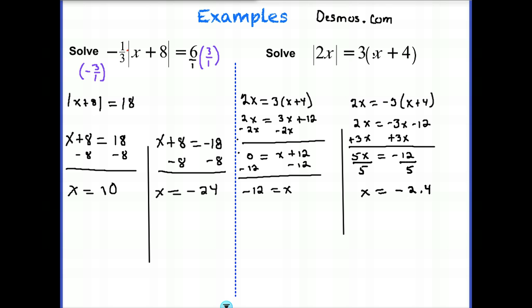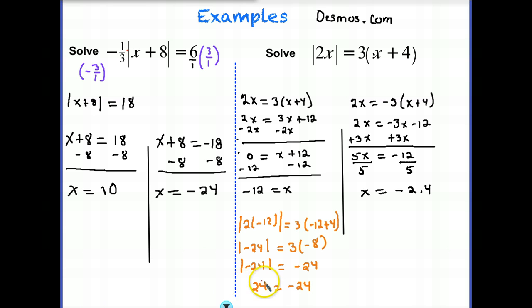So what I want to do now is plug in my solutions and make sure that they actually work. So let's try that. The negative 12 will be easy to plug in. I would do the absolute value of 2 times negative 12 is equal to 3 times negative 12 plus 4. Okay, 2 times negative 12 will give us the absolute value of negative 24. And then I have 3 times negative 12 plus 4, which would give me negative 8. I have absolute value of negative 24 on the left is equal to negative 24 on the right. Well, absolute value of negative 24 is actually positive 24, and that does not, in fact, equal negative 24.